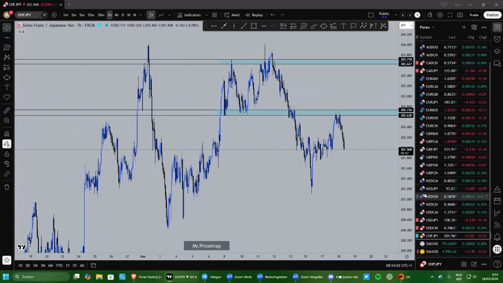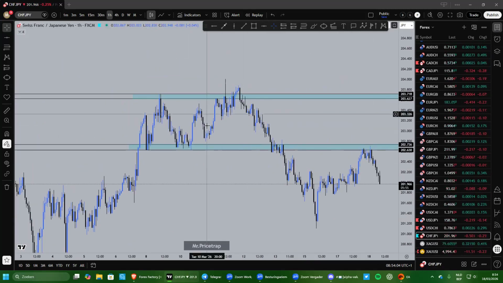Let's move on. CHF JPY. We got the breakout to the upside. All price action in place for the buys. So this was a stop loss first for CHF JPY. And then stop loss. There we go. And then the market does break to the downside. Look at that. Breakout, retest. But this was a very fast one, so I'm not going to count it.